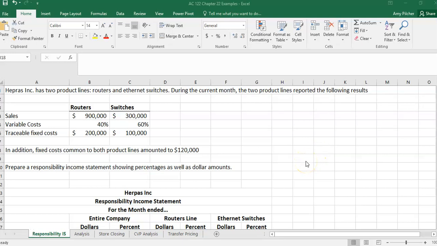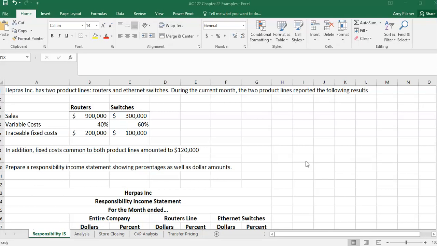In chapter 22, we talk about responsibility accounting. In responsibility accounting, we're looking at how product lines, departments, different units or different divisions of companies operate. We want to look at performance management for those areas. What would happen if maybe we dropped a product line, what the effects would be on the total company, and making those decisions. We do various analysis about the different departments.